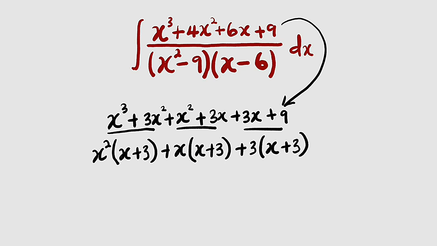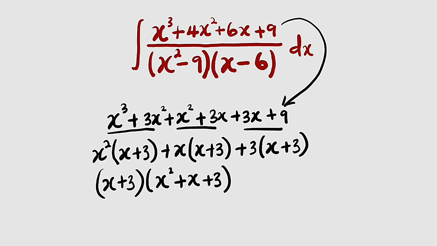Now that we have x plus 3 in common, we can bring 1 out. X plus 3. Then from the first term, we have x squared left. From the second term, we have x left. From the third term, we have 3. So now we have just factorized the top.